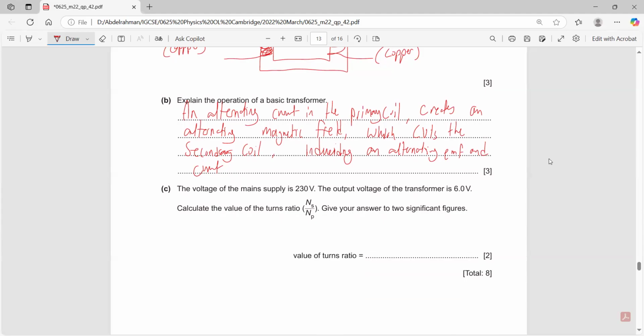So if I want NS over NP, this would be equal to VS over VP, right? The output over the input, the secondary over the primary, 6 over 230. What is 6 divided by 230? This is 0.026. Should I just leave it as it is? Yes, 0.026. It has no unit. It's a ratio. Okay.